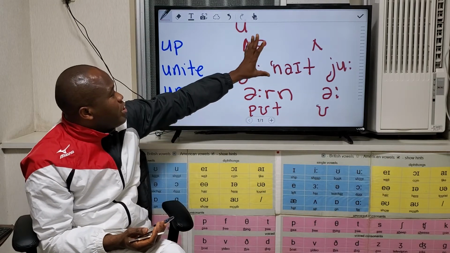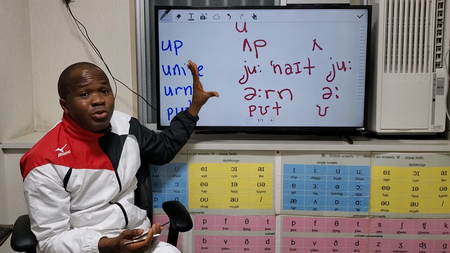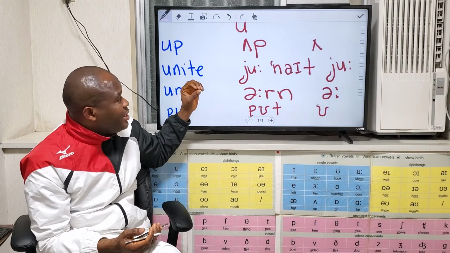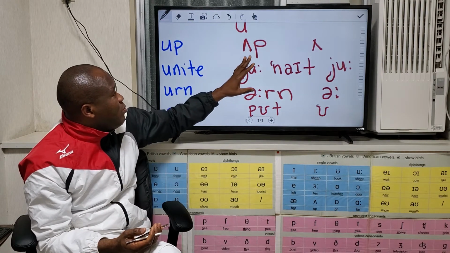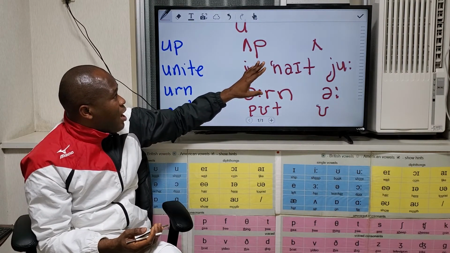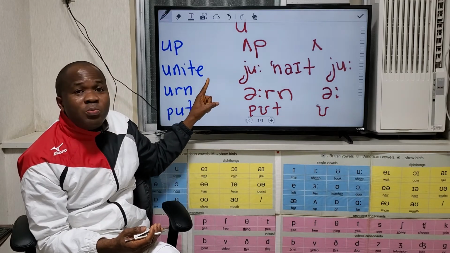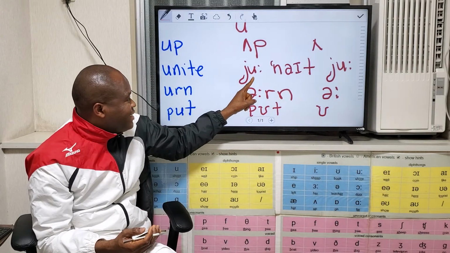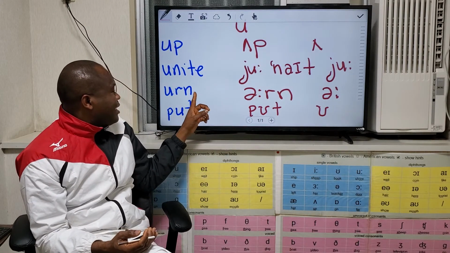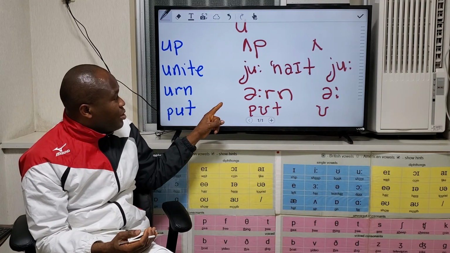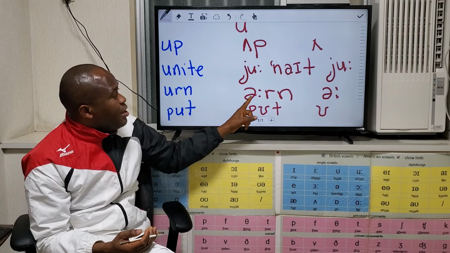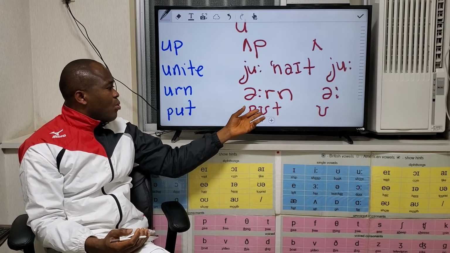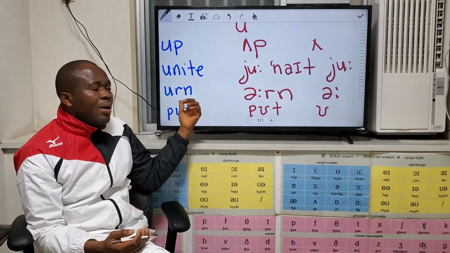So we've come up with four ways that the U can be pronounced or can be said, if we talk in terms of sound or pronunciation. The first one is the U makes the vowel sound up, as in up. And the second one, the U makes the long vowel sound U, as in unite. And the next one, the U makes the sound er, as in earn. Then the next one, the U makes the sound oo, as in put.